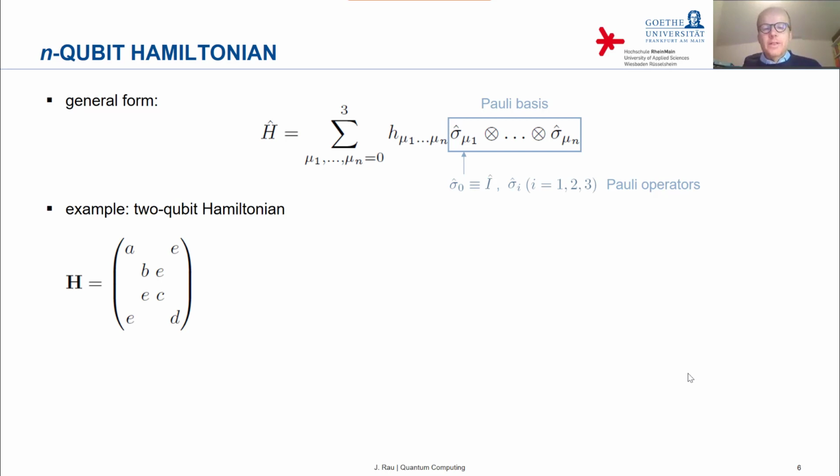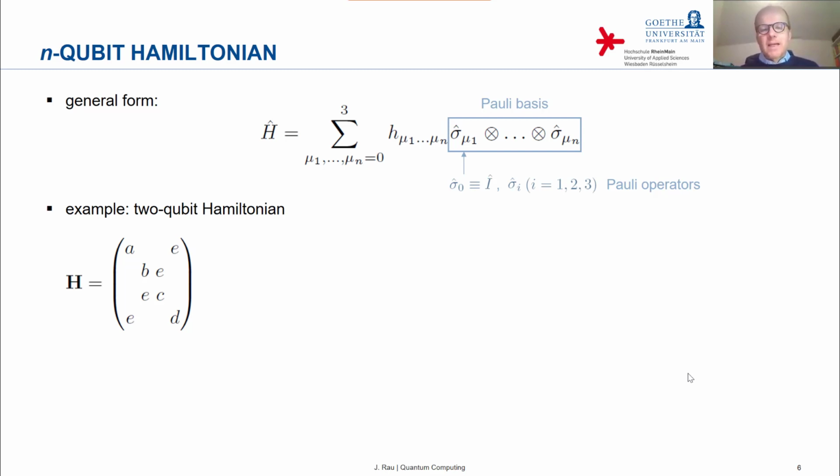Let me give you a specific example. So here is a Hamiltonian for 2 qubits, or to be more precise, its matrix representation in the standard basis in the Hilbert space of 2 qubits. And it has diagonal elements A, B, C, D. And then it has some off-diagonal elements which all have the same value, E.